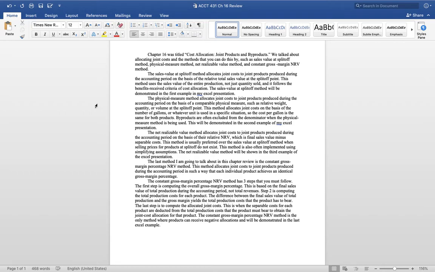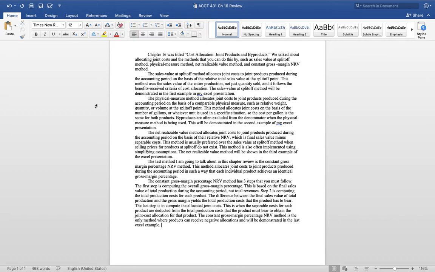The physical measure method allocates joint costs to joint products produced during the accounting period on the basis of a comparable physical measure, such as relative weight, quantity, or volume at the split-off point. This method allocates joint costs on the basis of the number of gallons or whatever unit is used in a specific situation, so the cost per gallon is the same for both products. Byproducts are often excluded from the denominator when the physical measure method is being used. This will be demonstrated in the second example of my Excel presentation.